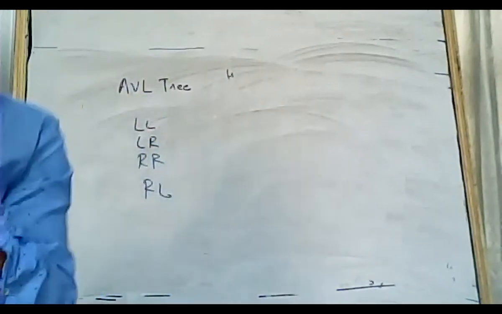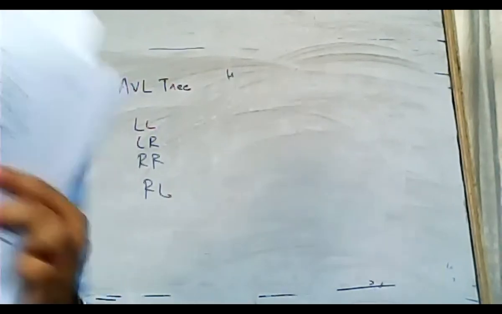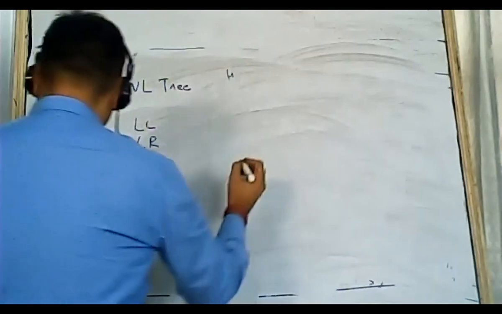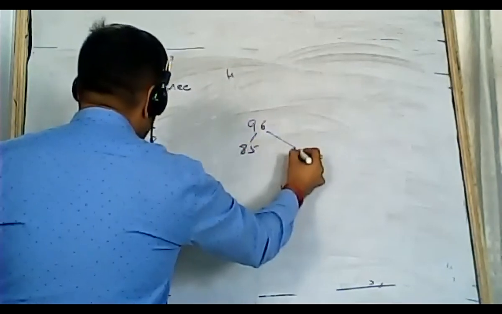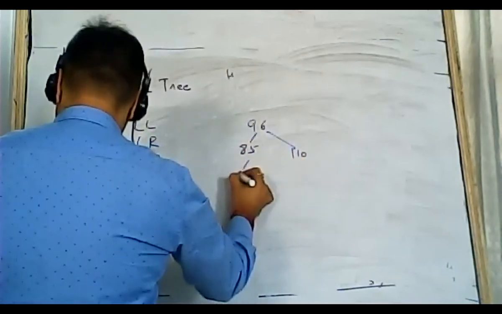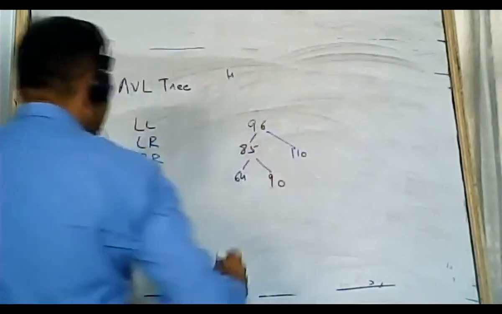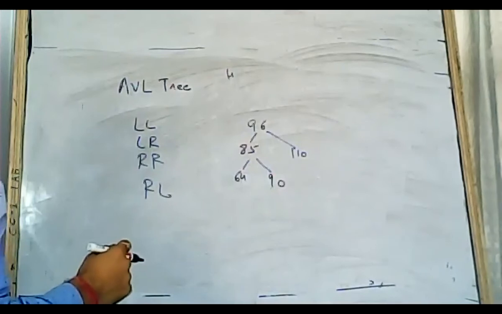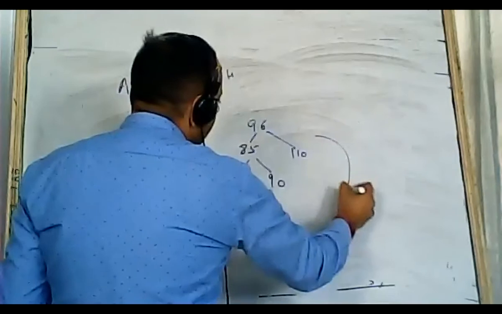Suppose I take one example from your book, so that when you read, it will be easier for you to see it. I'm taking the same example which is given in your book: 96, 85, 110, 64, and 90. Is this a binary search tree? Yes. Now he is applying LL.